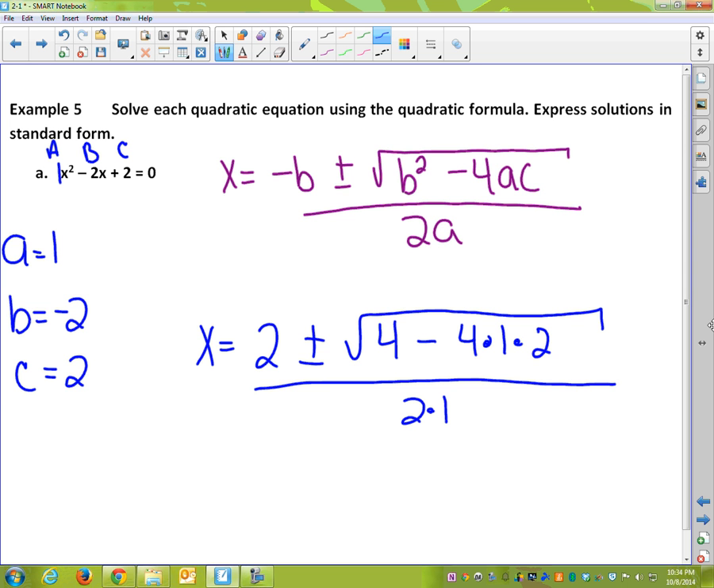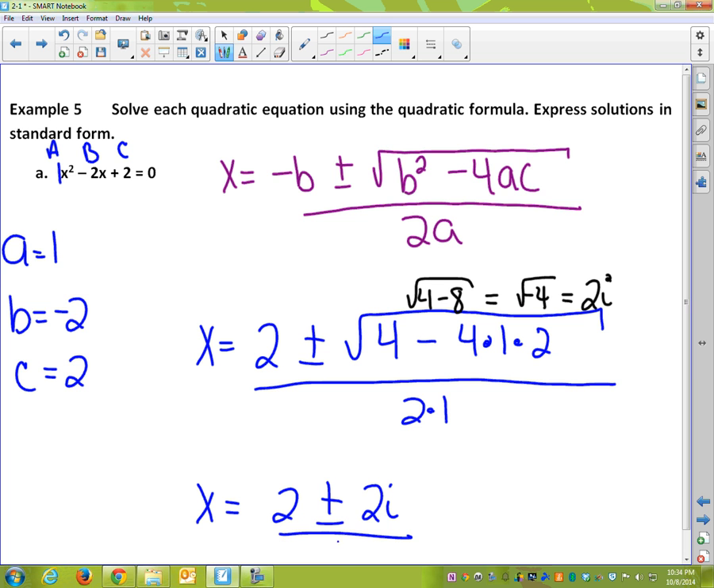Let's simplify the radicand. 4 times 2 is 8. This makes it 4 minus 8, which is the square root of negative 4. Square root of negative 4, the negative becomes an I, so I get 2I. Bring it all together. X equals 2 plus or minus 2I all over 2.